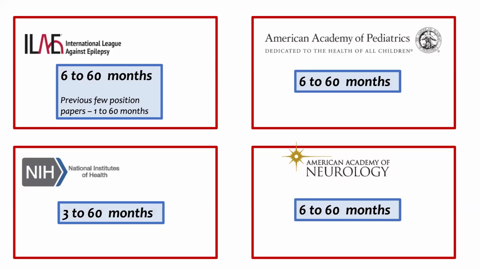The initial proposed paper of ILAE said it was 1 to 16 months. Now the latest statements say that they agree with the other bodies. So the most agreed definition is 6 months to 60 months. But the National Institutes of Health and the European bodies still think 3 to 60 months, and the American Academy of Neurology goes along with the American Academy of Pediatrics and ILAE. So I think we can take a global consensus of 6 months to 60 months as the definition.